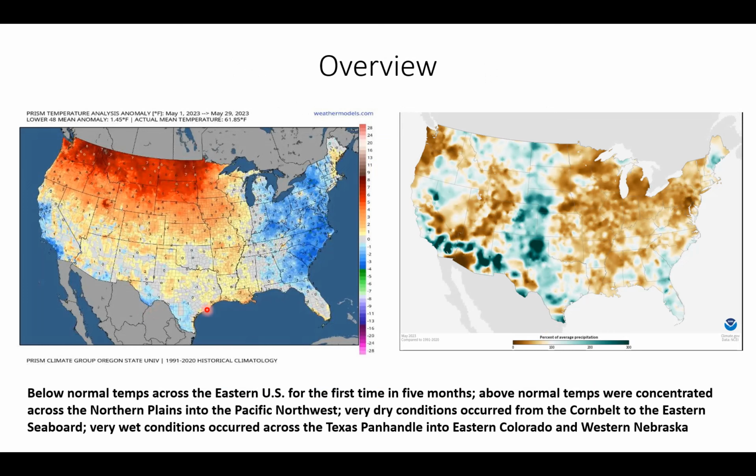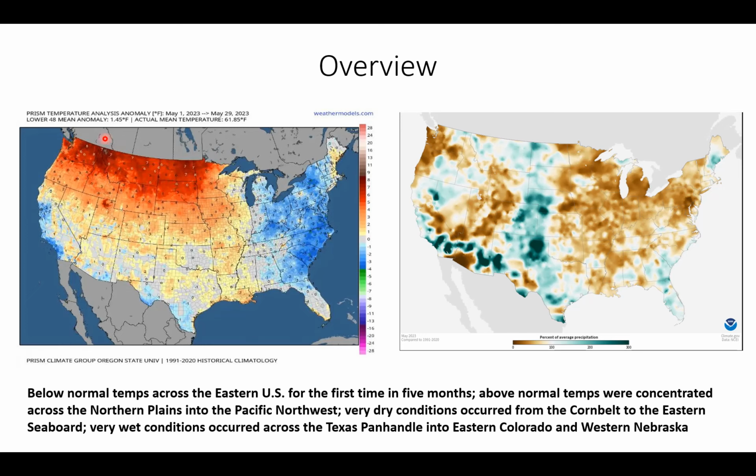Starting off with an overview showing you the mean temperatures. This is from the PRISM Climate Group at Oregon State University. Now we're looking at the comparison of the mean temperature, average temperature for the month of May 2023 here on the left. And this is compared to the 1991 to 2020 historical climatology, with blue colors indicating below normal temperatures, this lighter orange coloring indicating just slightly above normal temperatures for the month, and the bright oranges indicating much more above normal, well above normal, temperatures for the month of May 2023.